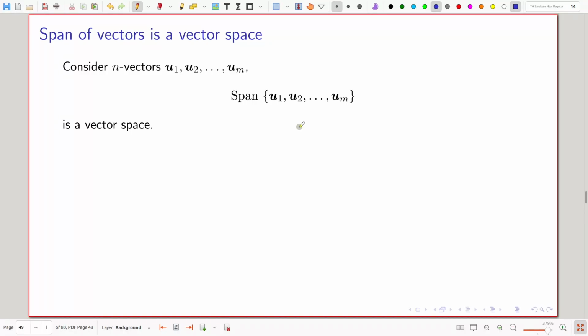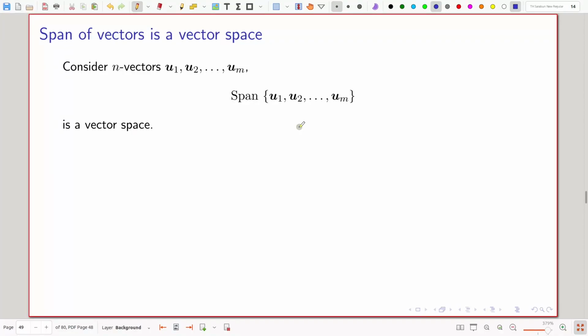Okay, so I'm gonna go over this really quickly. If you have a set of vectors, the span of the vectors is a vector space. If you have vectors and you take the span of them, you get a vector space. Why is that? Why is the span of a set of vectors a vector space?